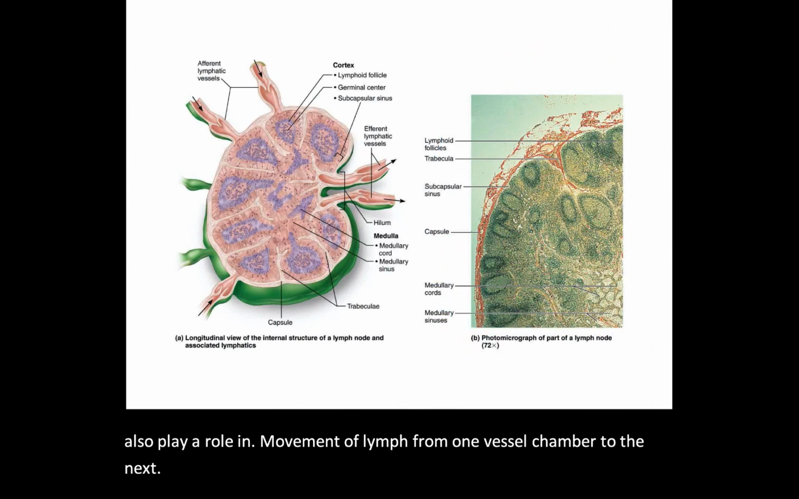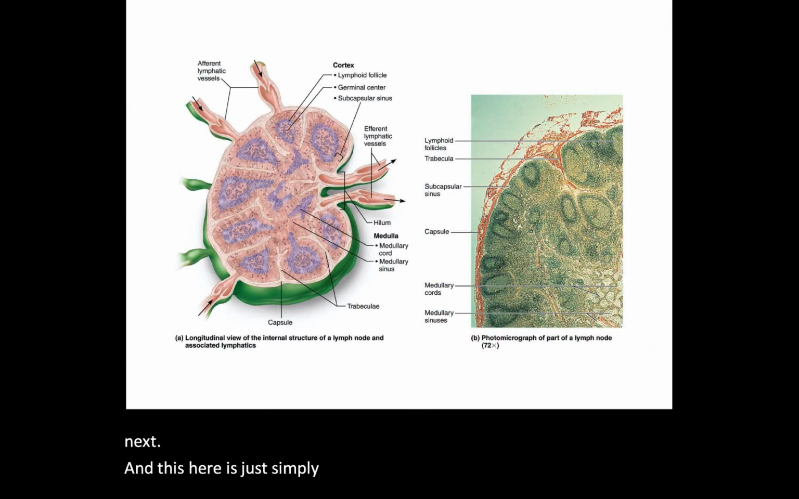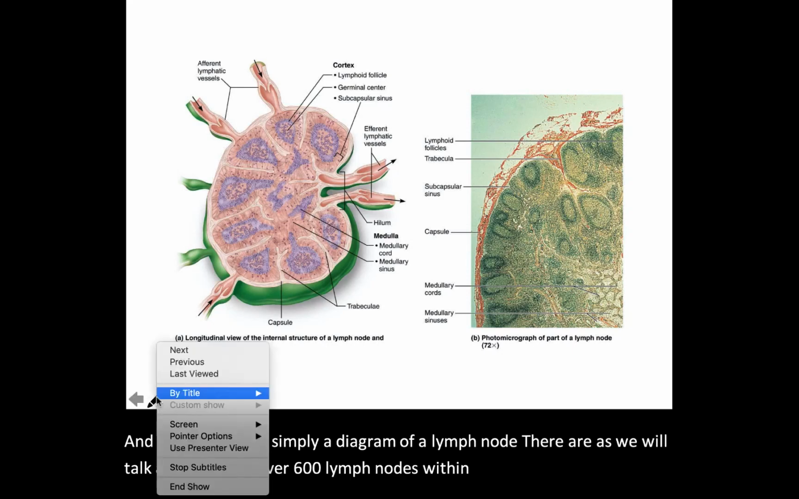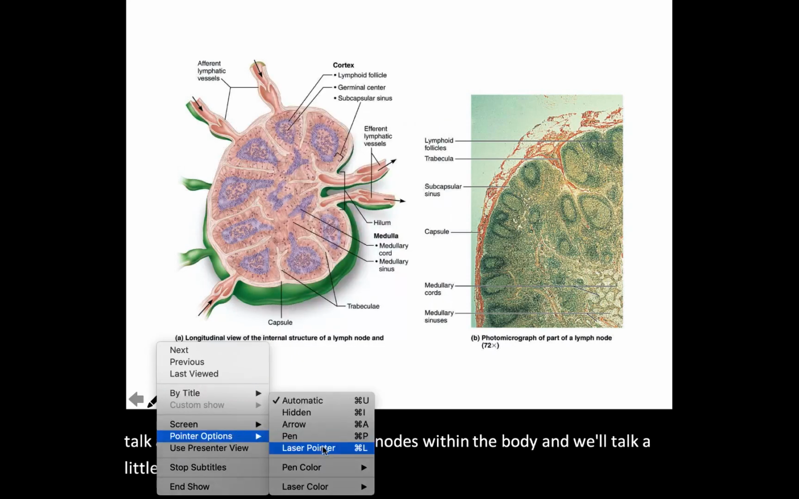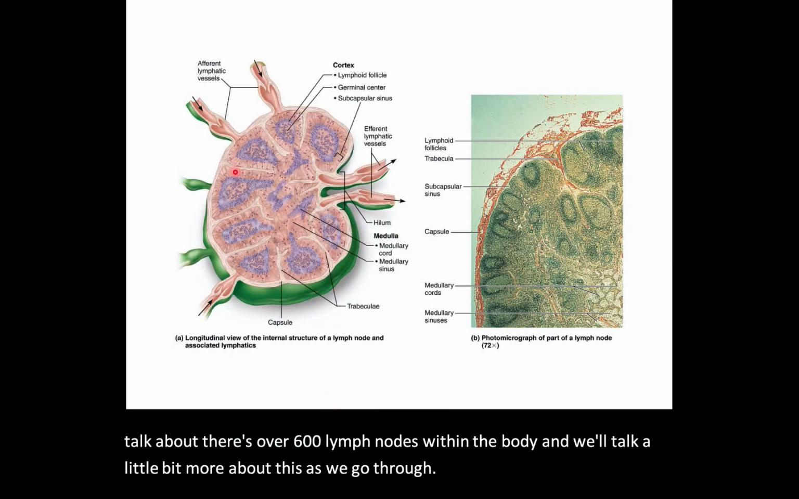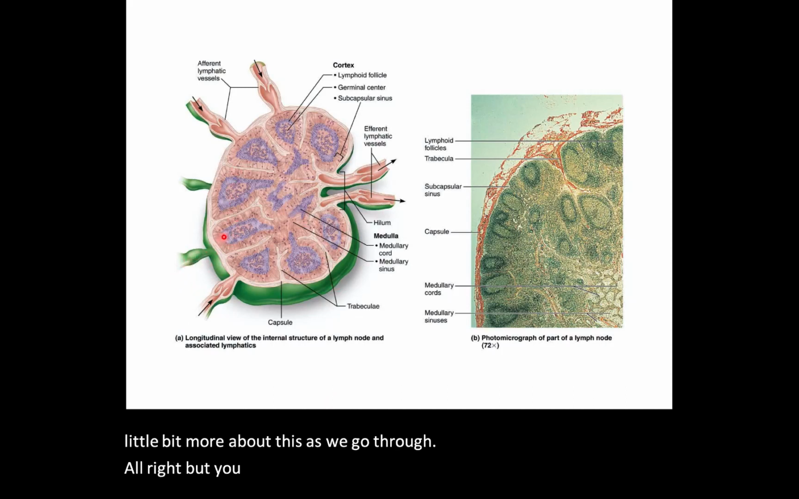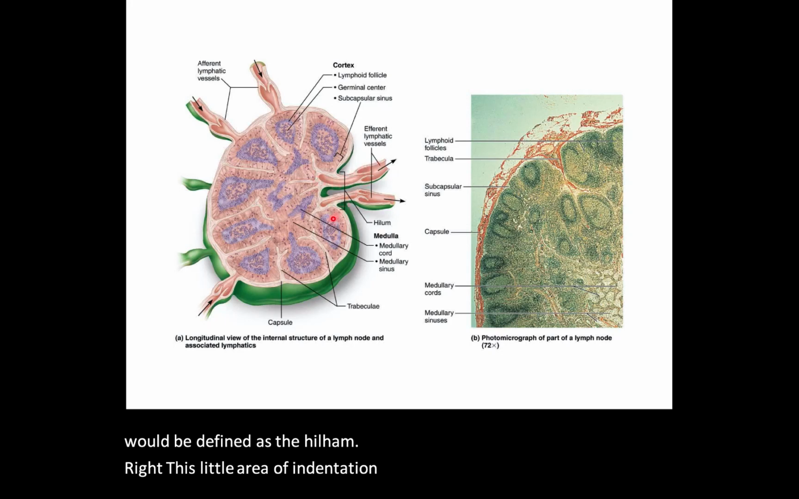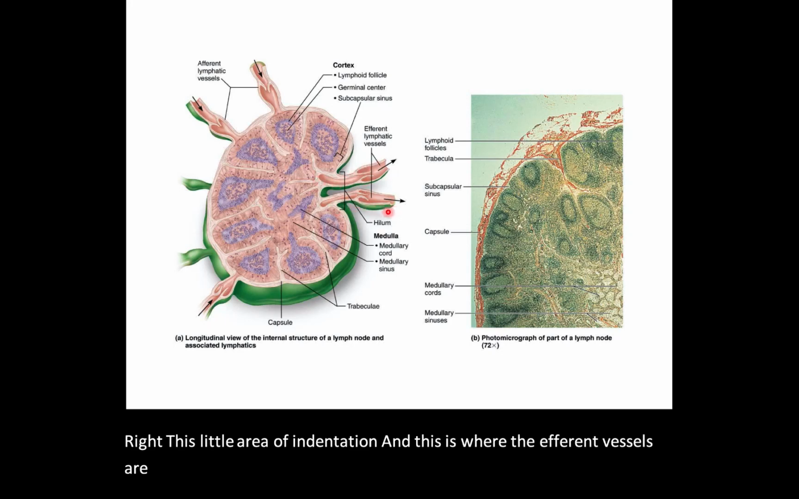And this here is just simply a diagram of a lymph node. As we will talk about, there's over 600 lymph nodes within the body. And we'll talk a little bit more about this as we go through. All right, but you can see coming in, you have your afferent vessels. This here would be defined as the hilum, this little area of indentation, and this is where the efferent vessels are going to leave the lymph node.